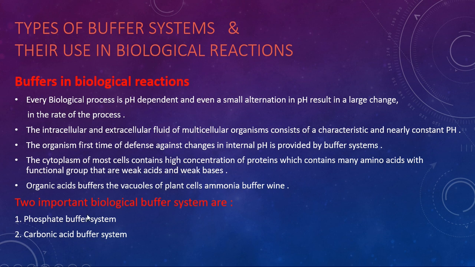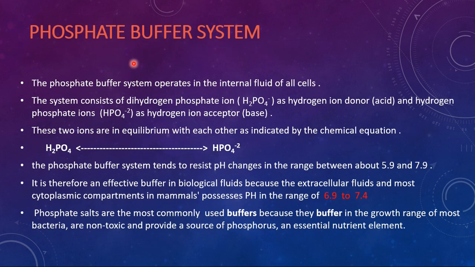Then what are the two main biological buffer systems that we have? We will discuss these two in detail. One is the phosphate buffer, another one is the carbonic acid buffer. So let's see the first one, the phosphate buffer, which is a very important system in operating the internal fluid of cells. Okay, so we will call it IFC, that is, the internal fluid of all cells is going to be maintained by this phosphate buffer system.